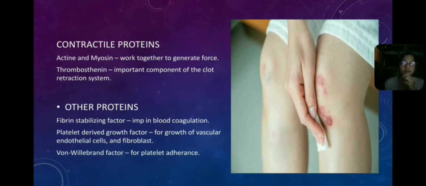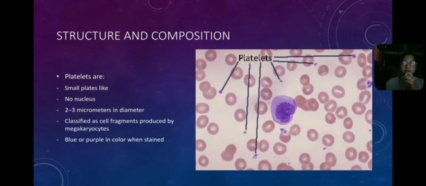And the other proteins that help in repairing the damaged blood vessels: the fibrin stabilizing factor, important in blood coagulation; platelet-derived growth factor for growth of vascular endothelial cells and fibroblasts; and lastly the von Willebrand factor for platelet adherence.